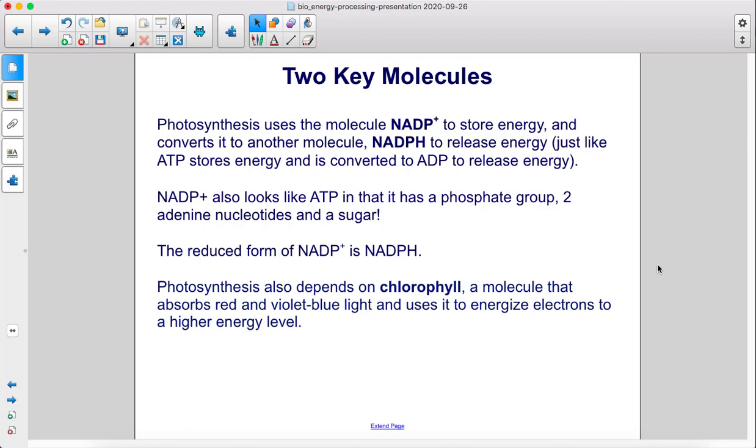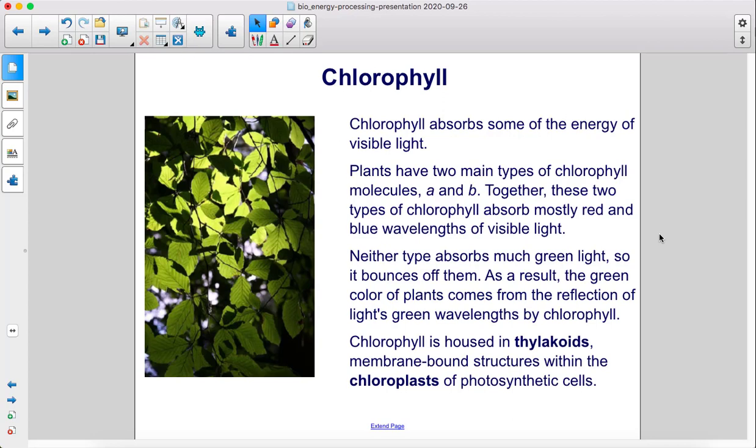Photosynthesis also depends on chlorophyll, a molecule that absorbs red and violet blue light and uses it to energize electrons to a higher energy level. Chlorophyll absorbs some of the energy of visible light.